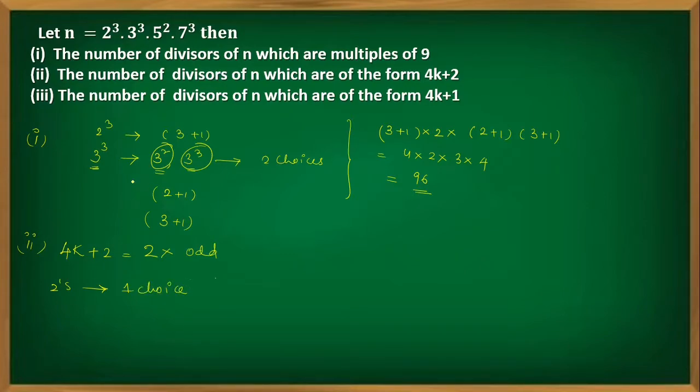And from 3, how many choices are there? Obviously from 3 you can select any number. You can select 1, maybe you can take 3, or you can take two 3s, or you can take 3 cube. For the remaining, there is no problem, you have independent choice. 3 plus 1 ways you can select 3s. And for 5 square, how many ways can you select? Again 2 plus 1 ways. And 7 cube is also an odd prime, so therefore you still have 3 plus 1 choices.